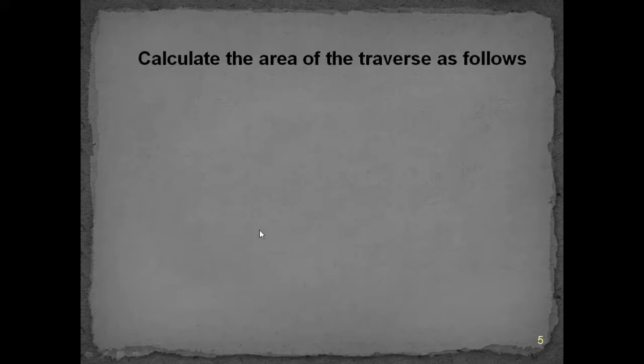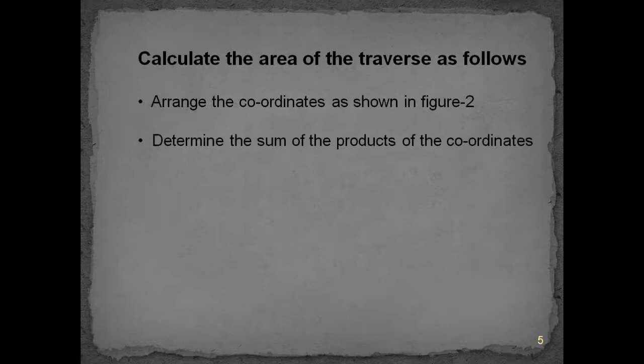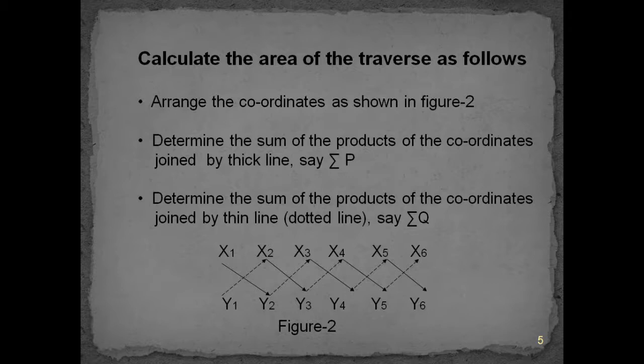Now, the calculation of the area of the traverse will undergo the following stages. First, you have to arrange the coordinates as shown in the figure. So what is that? We'll see now. x1, x2, x3, x4, x5 and x6, which means x1 again. Next y1, y2, y3, y4, y5, y6, which means y1. Arrange the coordinates as shown in figure 2.